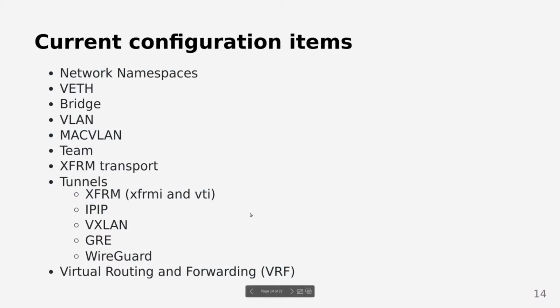Currently, the system supports a small subset of the vast features of the Linux networking stack, but it does include basic features such as network namespaces and virtual Ethernet, as well as bridging, VLAN scenarios, teaming, XFRM configurations and different tunnelings, as well as virtual routing and forwarding.